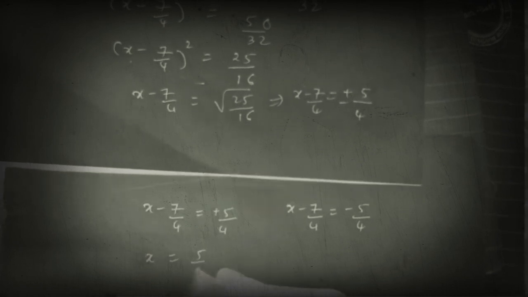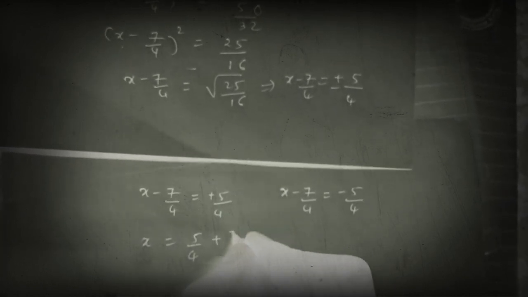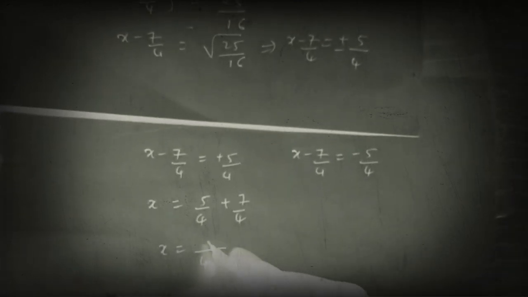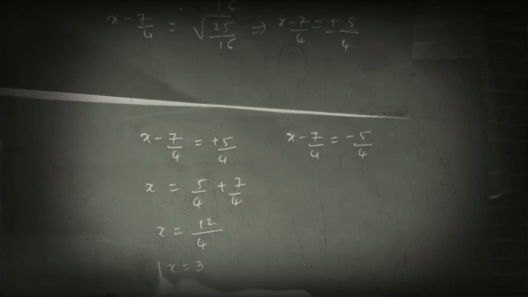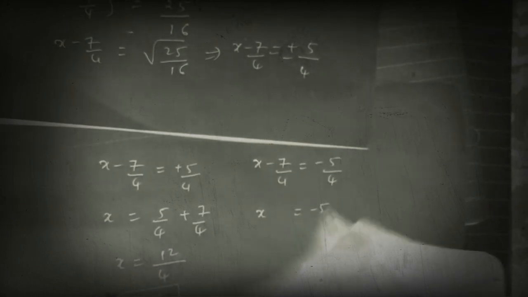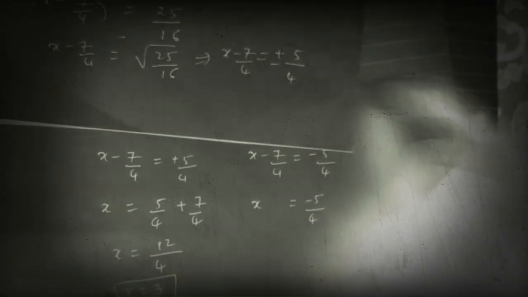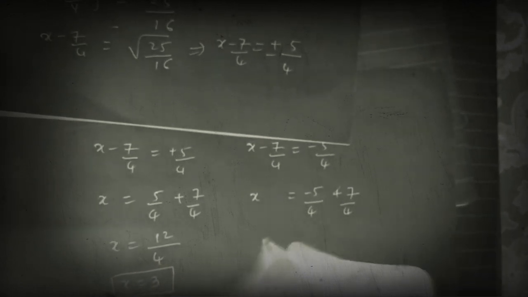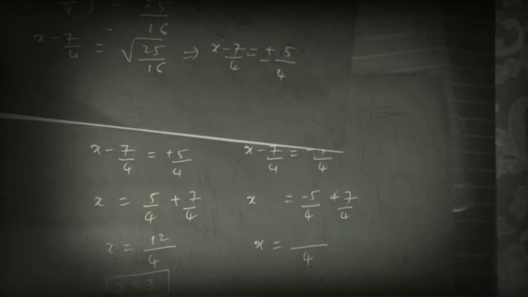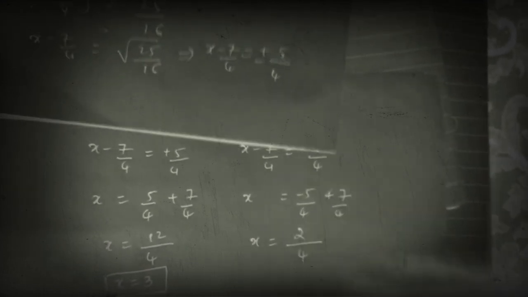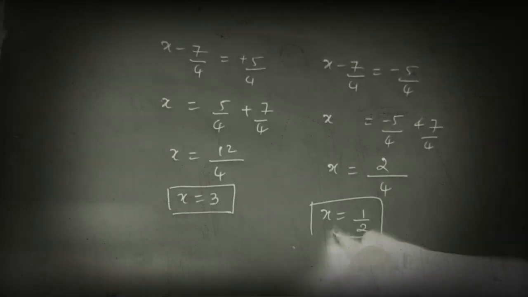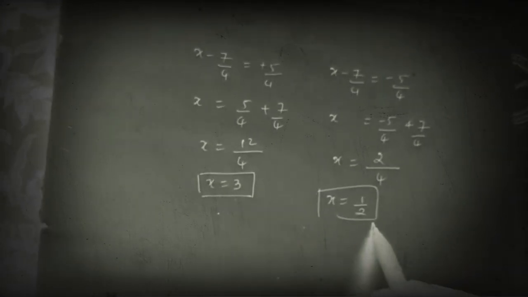So x equals 5 by 4 minus 7 by 4, then that side will be plus 7 by 4. 4 will be the LCM. 7 plus 5 is 12, so x equals 3 here. So this is one of the roots of the given quadratic equation. Similarly, x minus 7 by 4 equals minus 5 by 4, so we send this to the other side and it will be plus 7 by 4. x equals, 4 is the LCM, so minus 5 plus 7 is 2. Solving for x, 2 ones are 2, 2 twos are 4, so x equals half. So x equals 3 and x equals half. These two are the roots of the quadratic.